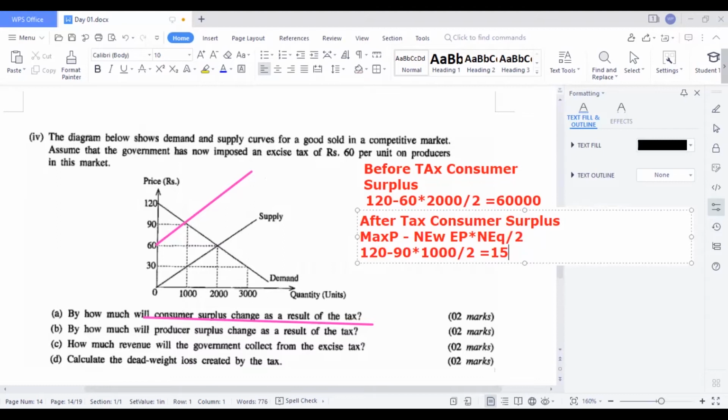So 15,000. Now, earlier the before-tax consumer surplus was how much, guys? It was 60,000. Now you are getting a value of 15,000 for the after-tax consumer surplus. If I deduct, what is my actual change? My actual change is 45,000. So please copy it down, guys.